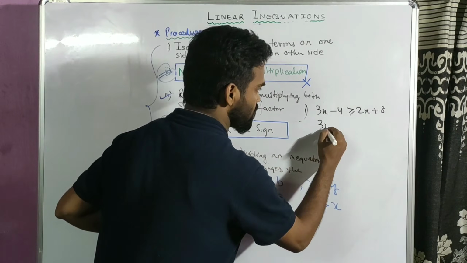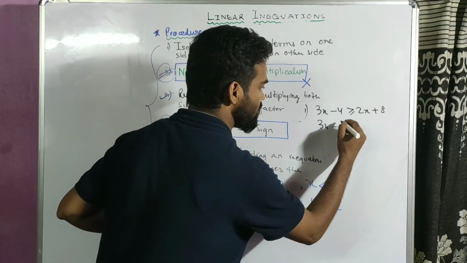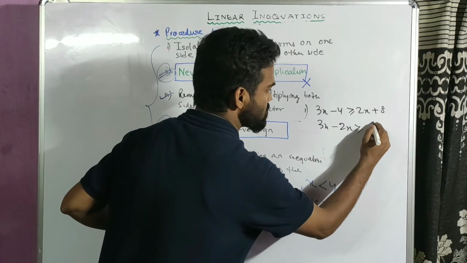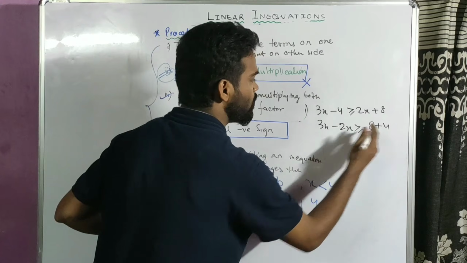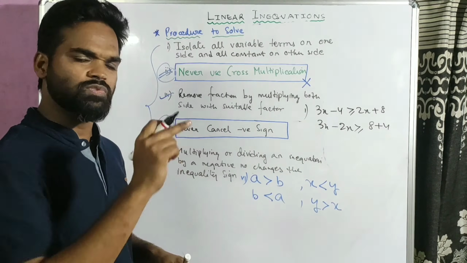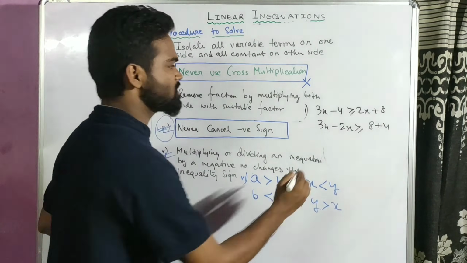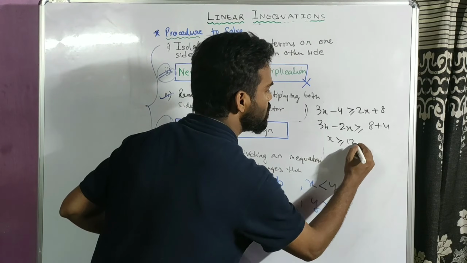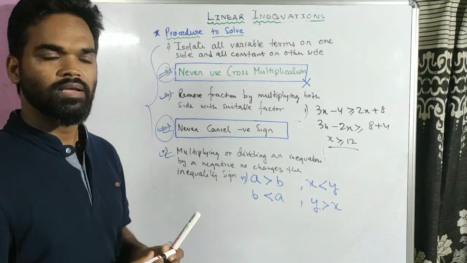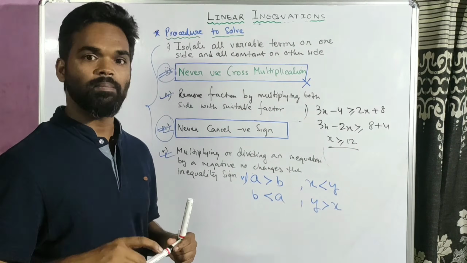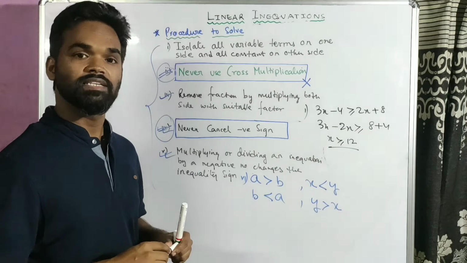So what I can do, 3x, I can bring 2x on that side, so minus 2x, and this is 8, it goes on that side, plus 4. We are transposing as we did in equation, things remain the same, so x is greater than or equal to 12. Okay, now we'll look at some numerical problems from this chapter.